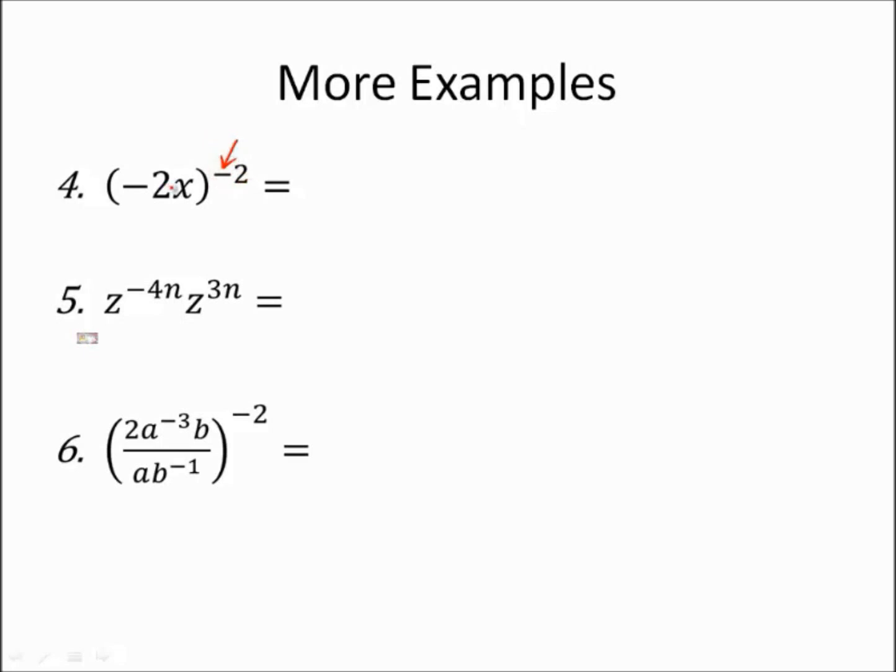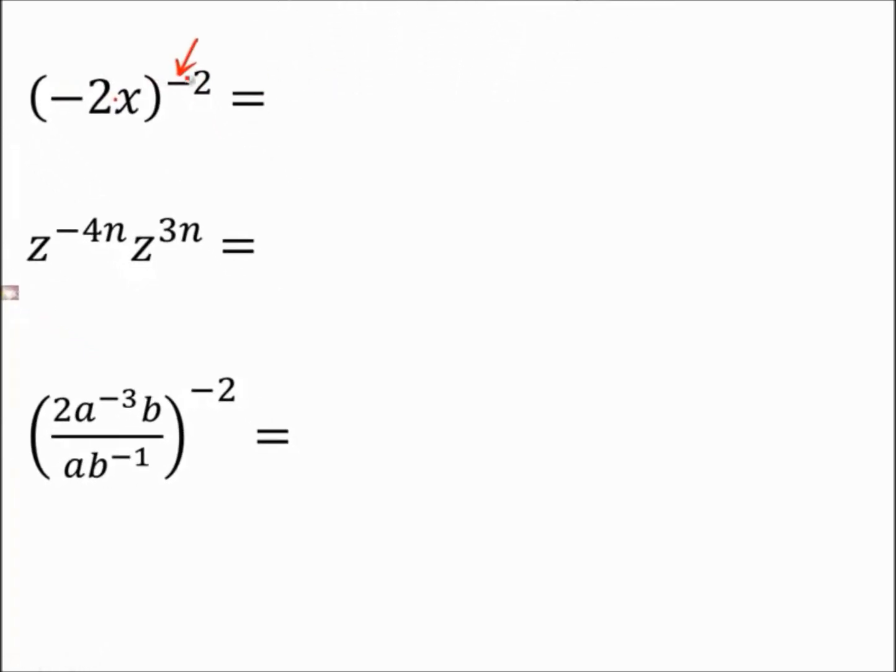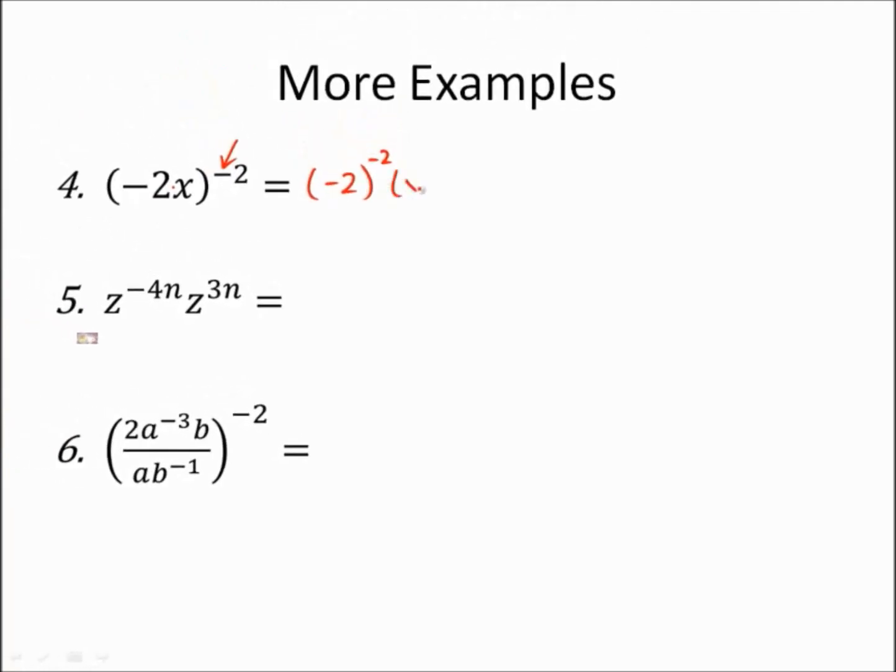We're going to want to apply the product rule. So negative 2 to the power of negative 2 and times x to the power of negative 2, giving us 1 over negative 2 to the power of 2 times 1 over x to the power of 2 using the negative exponent rule, which gives us 1 over negative 2 squared is 1 over 4 times 1 over x squared, giving us 1 times 1 is 1 over 4x squared.